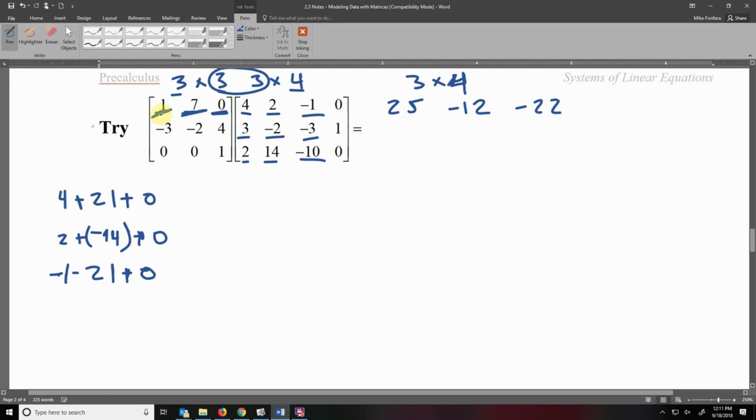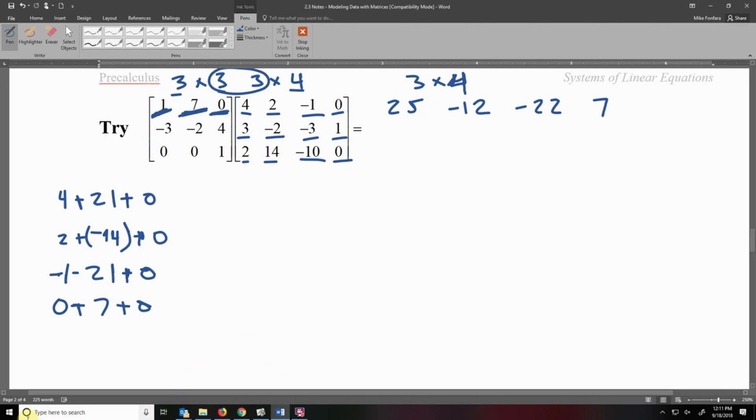And then the first row by the last column. 1 times 0 is 0. 7 times 1 is 7. And 0 times 0 is 0. 0 plus 7 plus 0 is 7. Okay, so I've got my first row done. There should be 3 rows, and I've got 4 columns already started.